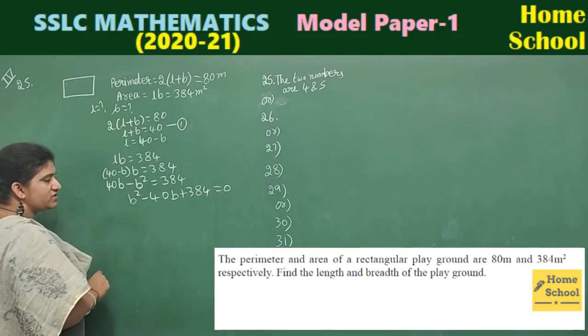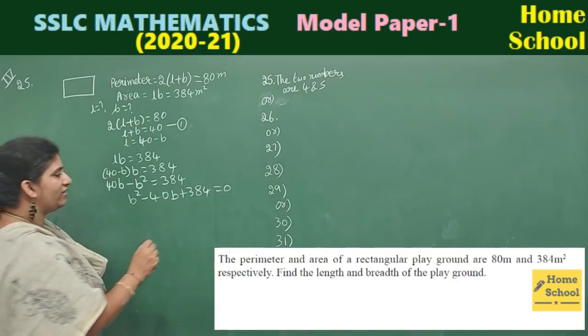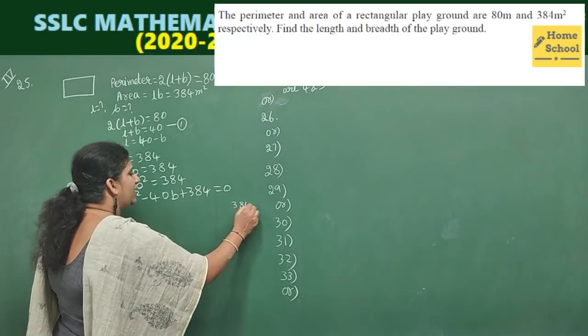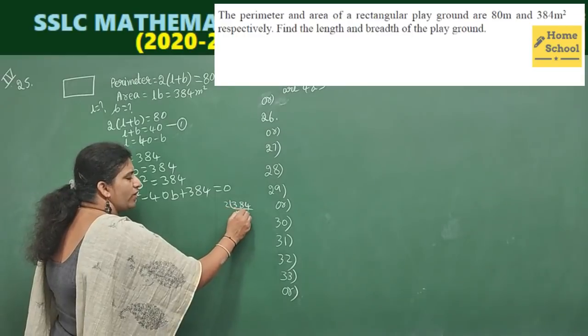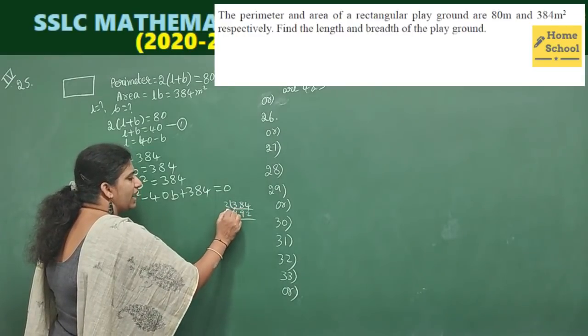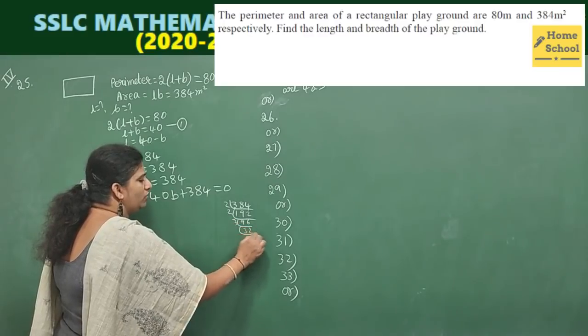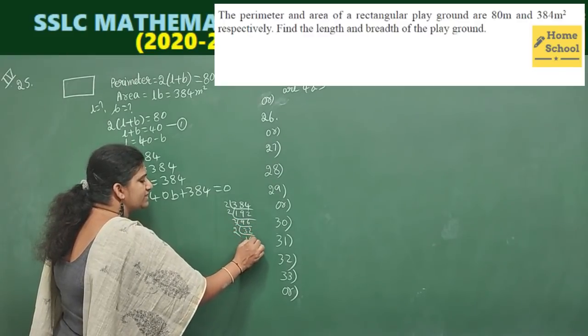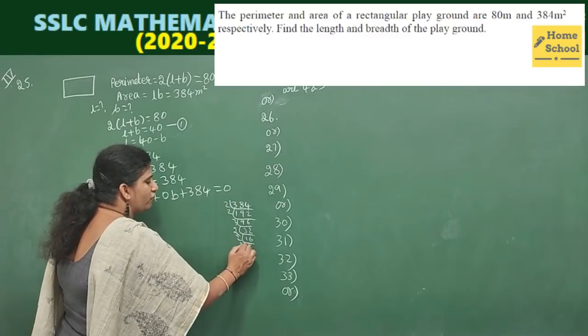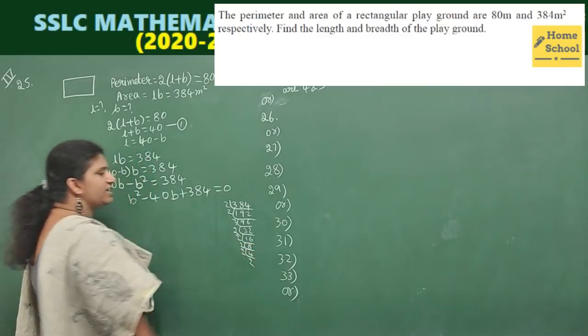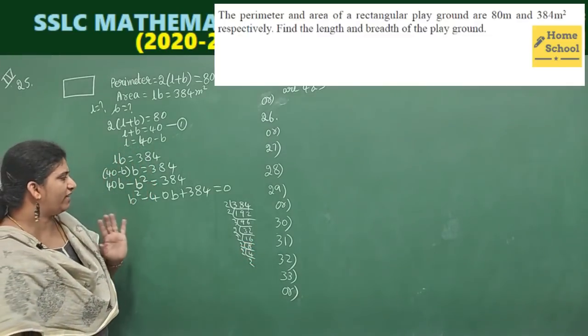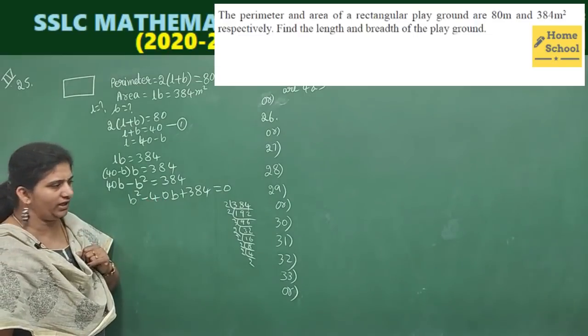Now factorize this one, 384. Find the factors; 384 we can find easily. 2 1s are 2, 2 9s, 2 2s. And this one, 2 9s are 2, 6, 3, 32. This will be 2 16, 2 8, 2 4, 2 2. Like this, if you take LCM, it will be very simple. You need to get 40.